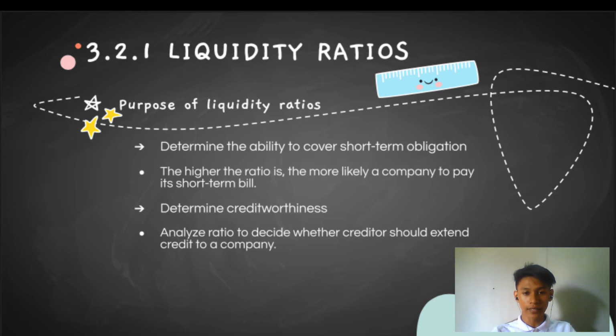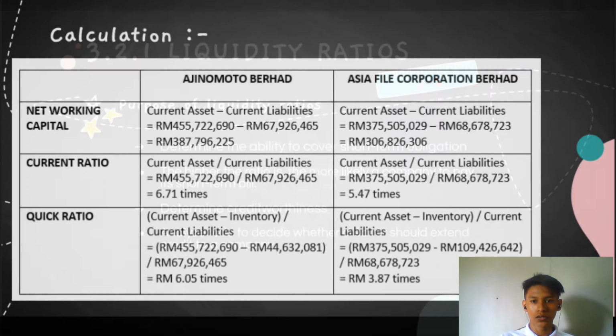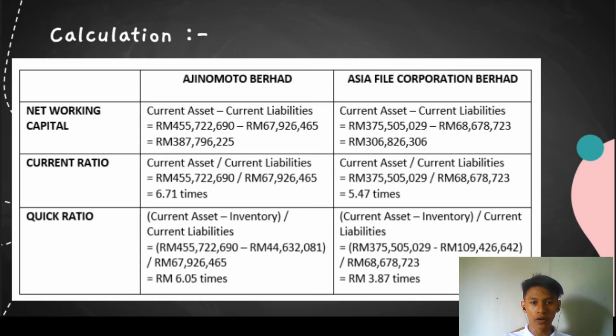The second purpose is to determine creditworthiness. Creditors will analyze the ratio to decide whether or not they should extend credit to a company. So this is the calculation for liquidity ratio. There are three types of ratio, which are net working capital, current ratio, and quick ratio.